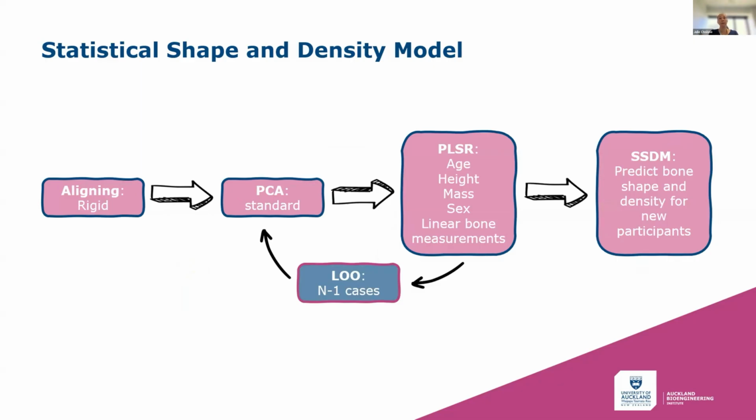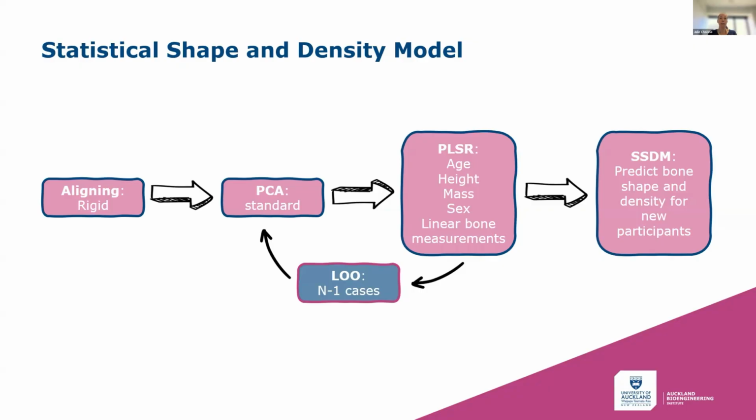And the next step, if you want to predict from outside of your data set, you can use partial least square regression, and you can use any input for prediction. In this case, we used age, height, mass, sex, and linear bone measurements as input. The linear bone measurements were the bone height and bone width, either at the knee or the ankle.